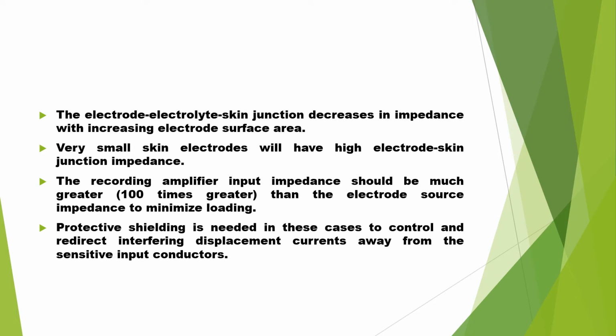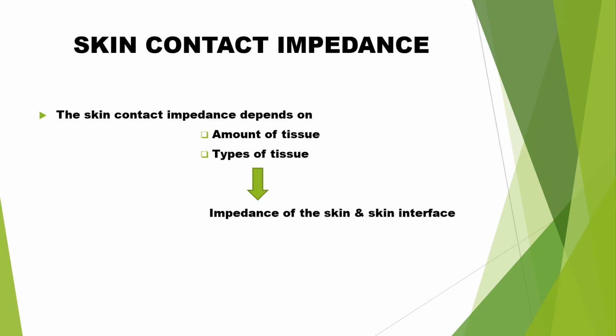As the source and load impedances increase, the associated conductors running from the electrode-skin junction to the amplifier input become receptive targets for ambient displacement currents in the local environment. Accordingly, protective shielding is needed in these cases to control and redirect interfering displacement currents away from the sensitive input conductors. The volumetric impedance depends on the amount and the types of body tissues in the current path.